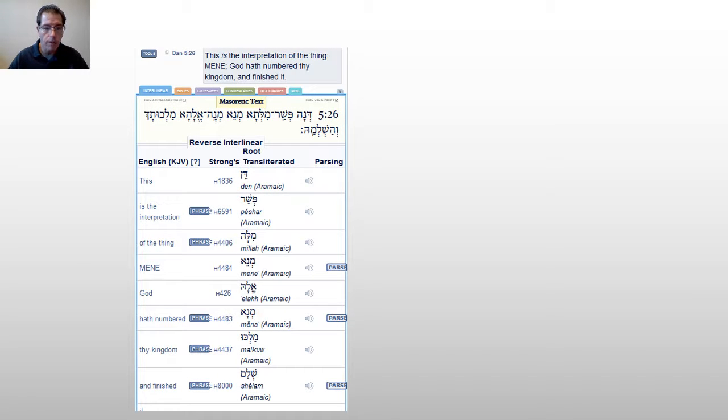Let's look at a screenshot from an online Bible. This is Daniel 5:26. You'll see here this is the interlinear, so it has the original Hebrew right there. Then you have the English, which it was translated into, and then you have the numbers. The numbers are the Strong's numbers assigned to the words so that you can look them up. It's an index.